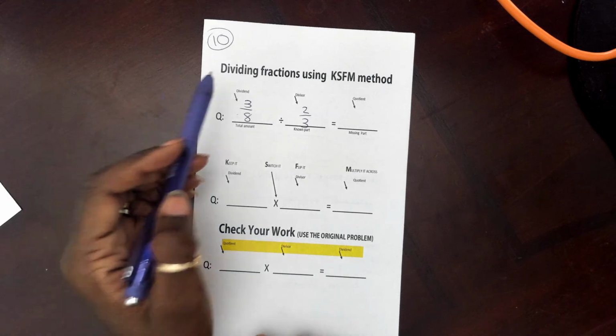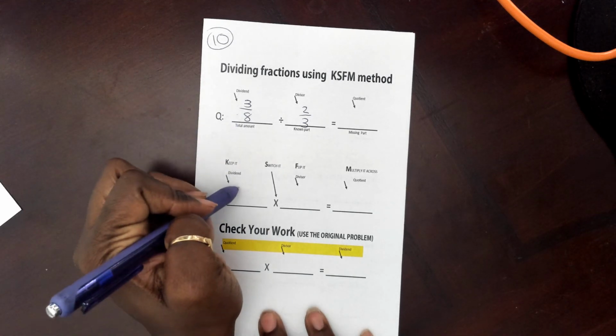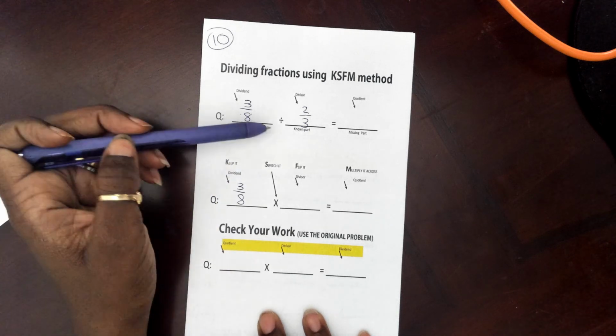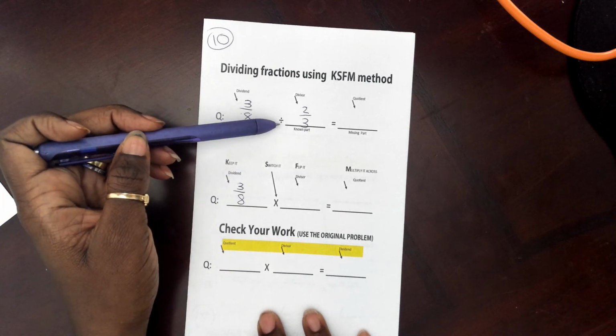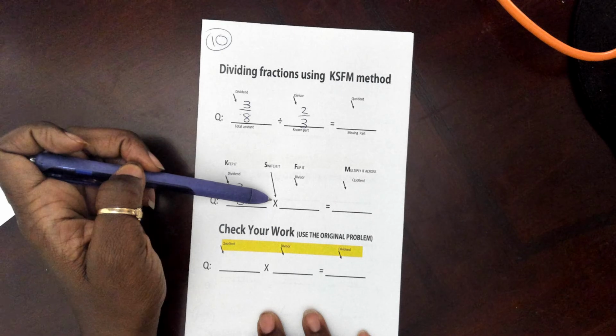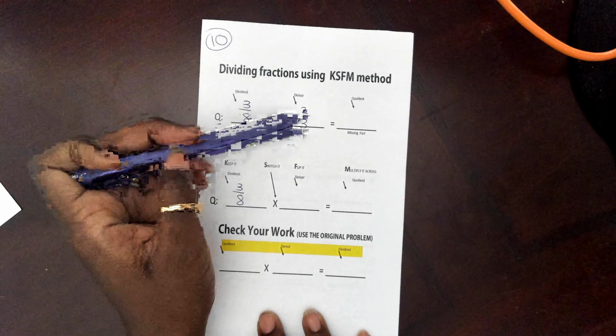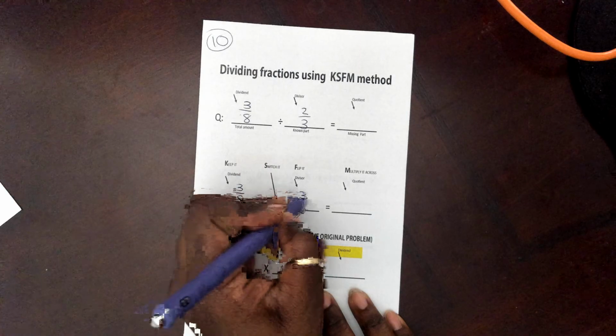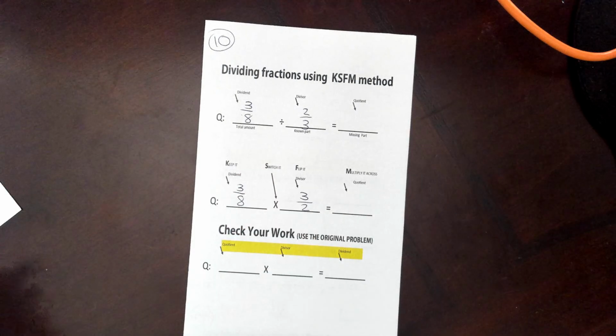So we're going to keep our dividend as it was, so it's going to be 3/8. We're going to switch our operation from division to multiplication, and then finally we take our divisor and we're going to flip it. So we will have our 3 in the numerator and 2 in the denominator.